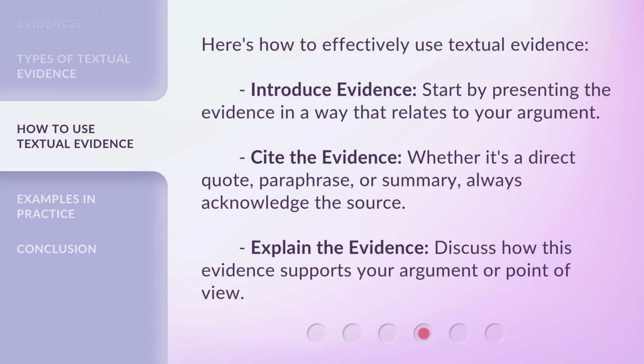Here's how to effectively use textual evidence. Introduce evidence. Start by presenting the evidence in a way that relates to your argument. Cite the evidence. Whether it's a direct quote, paraphrase, or summary, always acknowledge the source. Explain the evidence. Discuss how this evidence supports your argument or point of view.